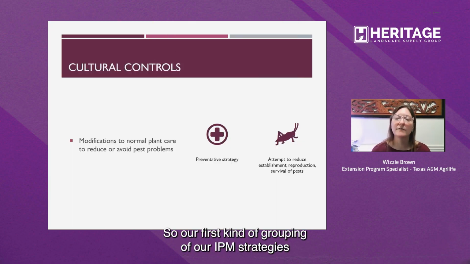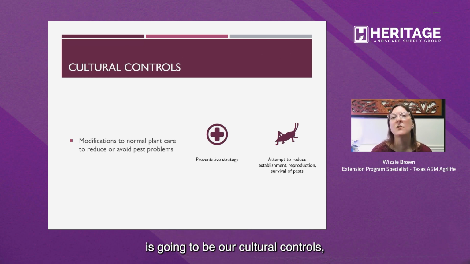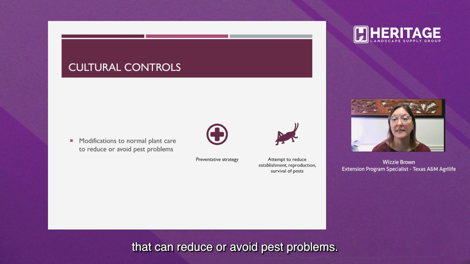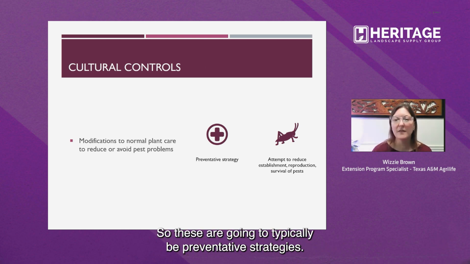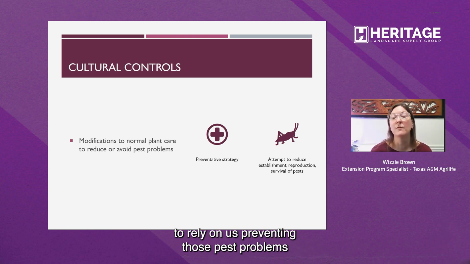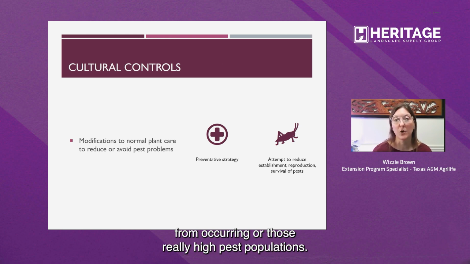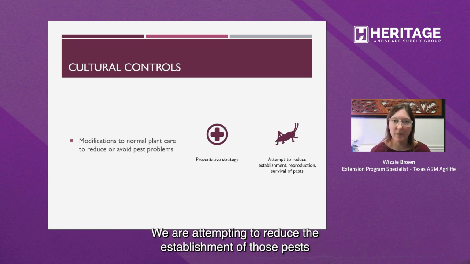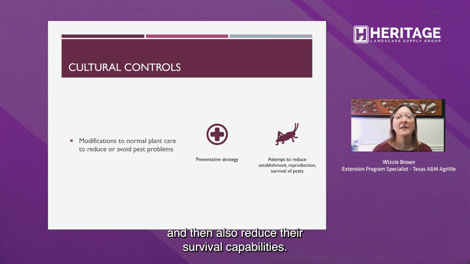So our first grouping of our IPM strategies is going to be our cultural controls. These are going to be modifications to normal plant care that can reduce or avoid pest problems. So these are going to typically be preventative strategies. If you remember at the beginning, I said that a lot of the IPM is going to rely on us preventing those pest problems from occurring, or those really high pest populations. So that's what we're doing here with our cultural control. We are attempting to reduce the establishment of those pests and then also reduce their survival capabilities.